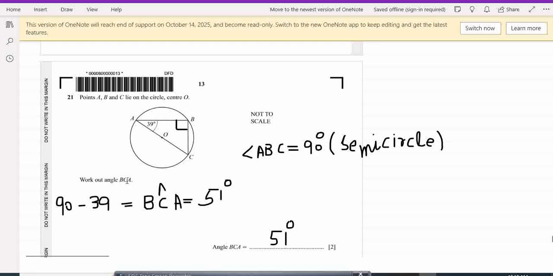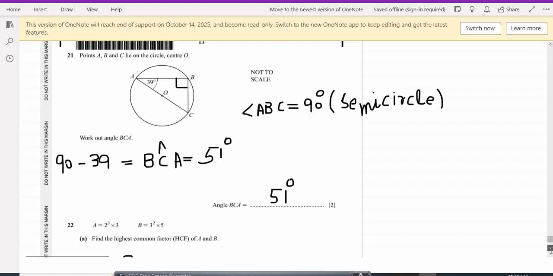Now we have to find the angle BCA. So angle BCA should be equal to, because this is a right angle triangle, the sum of these two angles should be equal to 90. So 90 minus 39 should be equal to BCA. So BCA is equal to 90 minus 39. 90 minus 39 is 51. So the answer is 51 degrees.